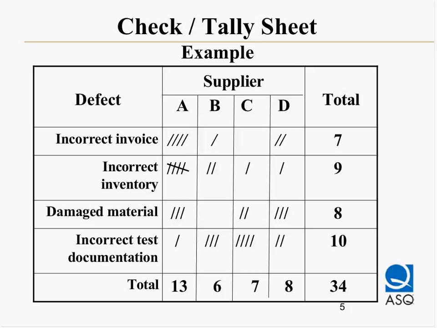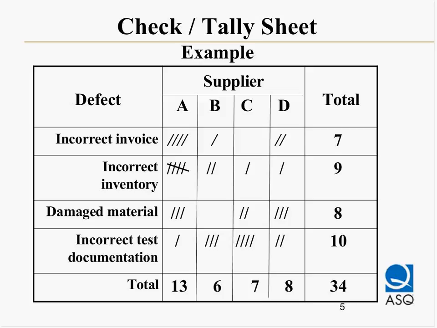We also do the same kind of data collection, summing by looking across row by row. For example, for incorrect invoice, supplier A, as we've already said, had 4 slash marks. B has 1, C none, D had 2, for a total of 7.